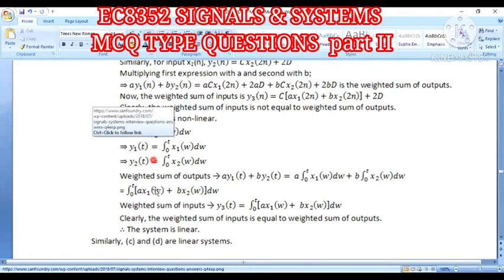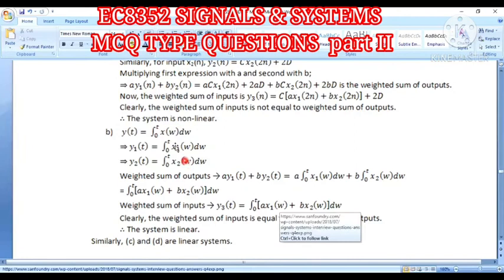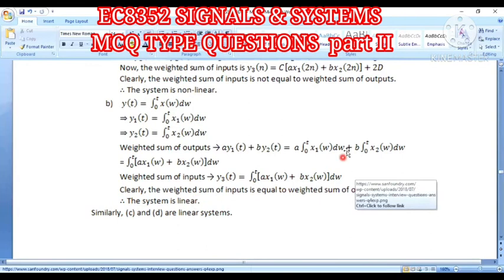Take this as equation number 1. The second one is the weighted sum of input. The output is y3 of t, which is equal to the integral of, both are the same equation only, a into x1 of omega plus b into x2 of omega, inside the integration with respect to d omega. So clearly you can see the difference here. Both are the same only. When you split this integral into 2 terms, these two equations will be equal. So the given system is said to be linear.